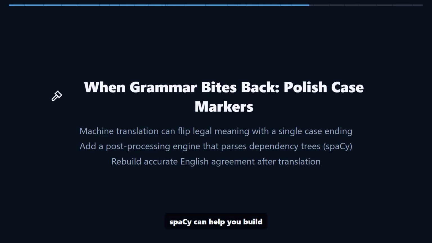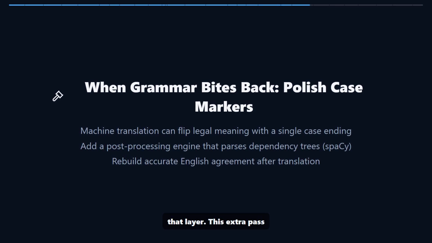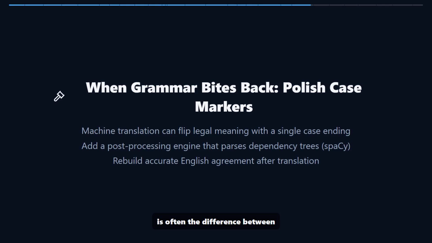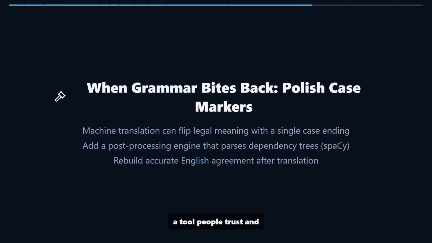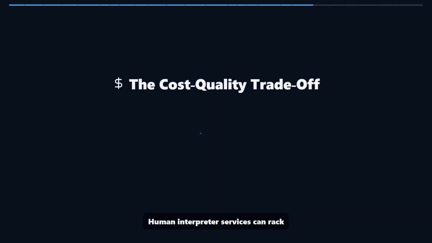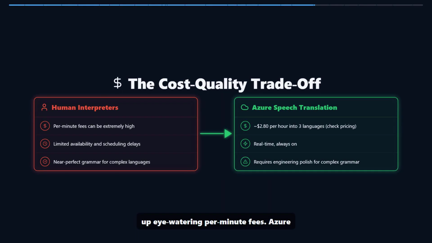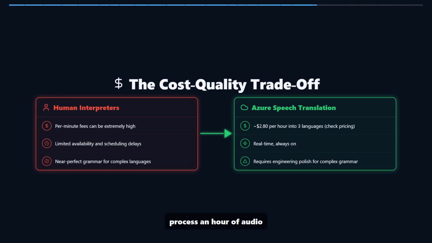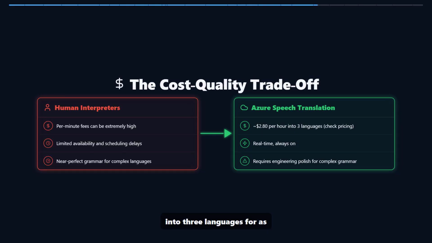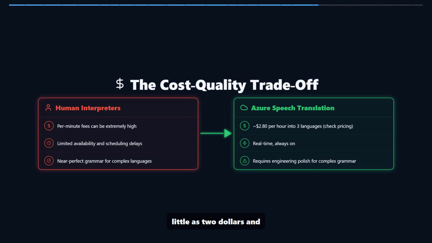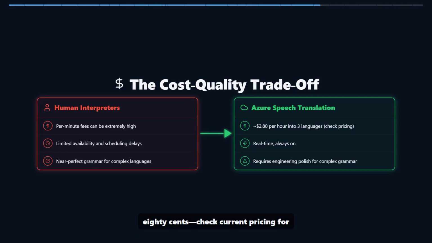Tools like spaCy can help you build that layer. This extra pass is often the difference between a tool people trust and one they disable. Human interpreter services can rack up eye-watering per-minute fees. Azure Speech Translation, by contrast, can process an hour of audio into 3 languages for as little as $2.80. Check current pricing for the latest numbers.